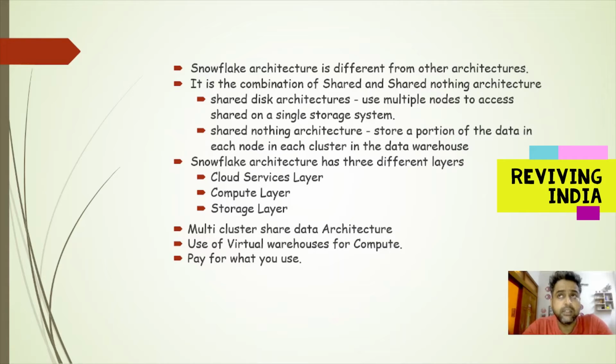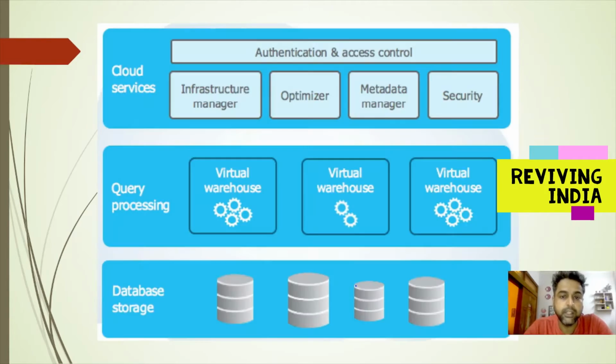Snowflake architecture has three different layers, which is very important. Firstly, it has the cloud services layer, then the compute layer, then the storage layer. It is a multi-cluster shared data architecture, and it uses virtual warehouses for computation, which we'll be discussing in further detail when we discuss these three different layers. And the most important functionality of this particular architecture is that you pay for what you use, whether it be computation or storage. You don't pay anything extra, which is a very important point, I think.